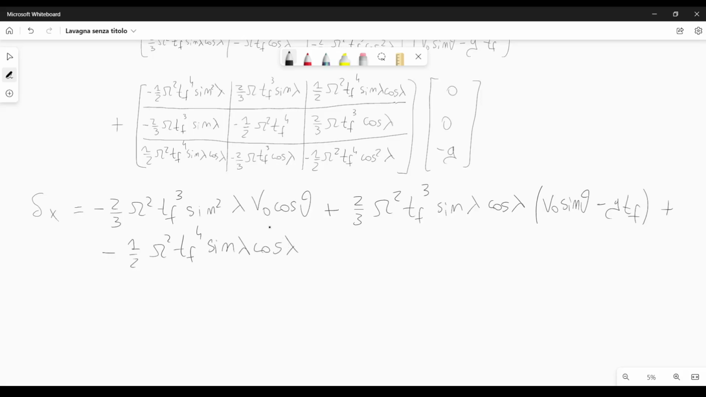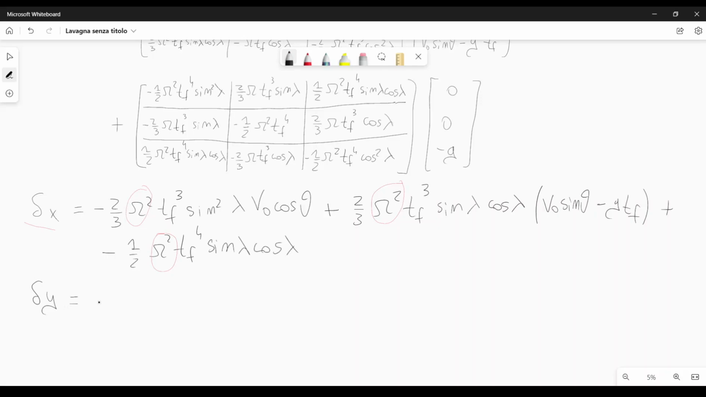cosine lambda. So now you can see that the correction that we have in the x-coordinate of the landing point is proportional to omega squared. So if we didn't consider corrections above the first order, we would see that delta x would be 0. But as you can see, there are higher order corrections. Then we can also find delta y.